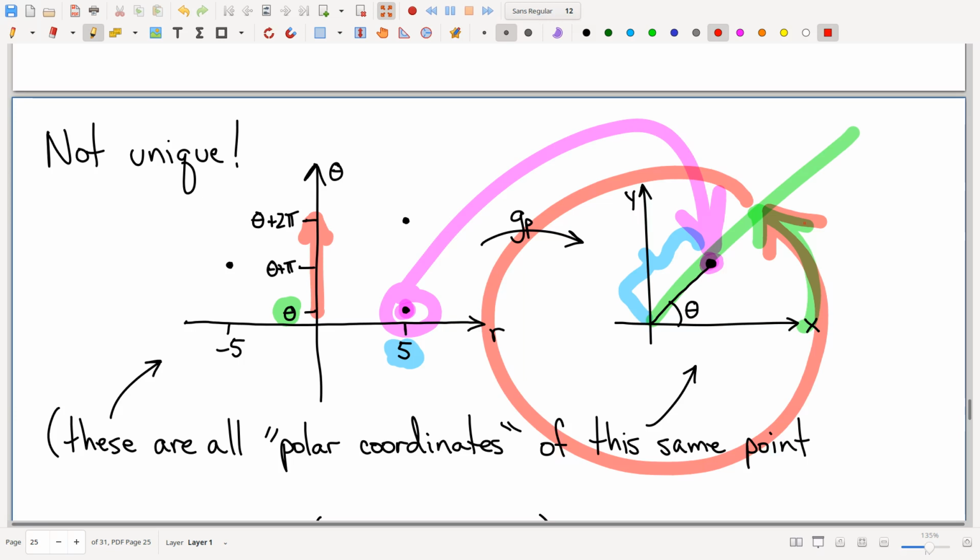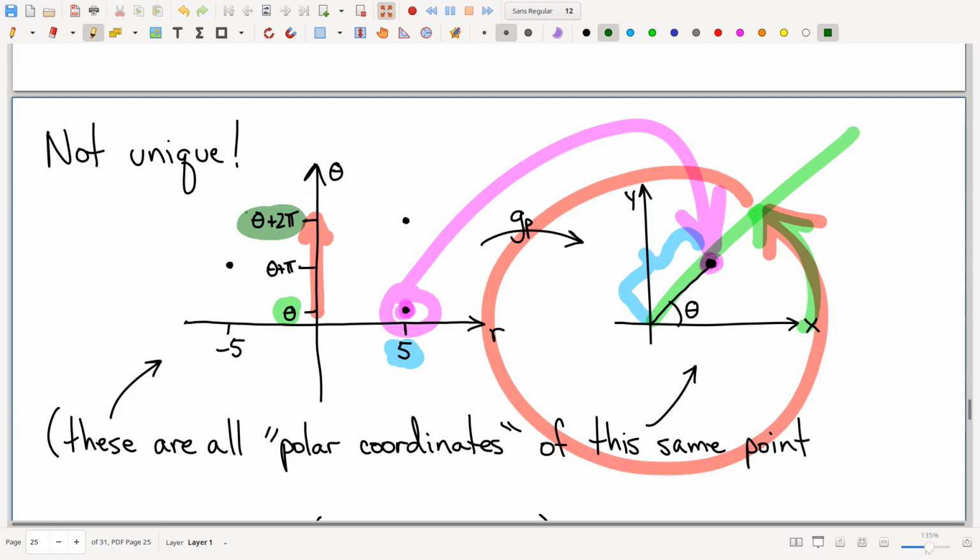But if I add 2 pi to that and give myself 9 pi over 4, it's still going the same direction in the xy plane. And yet it's a different angle, right? That theta plus 2 pi is not the same angle as theta. Does that make sense to everybody? That's kind of annoying. And by the way, you're not limited to just going around 1 extra full turn. You could go 2 full turns or 17 full turns, whatever. Any multiple of 2 pi.